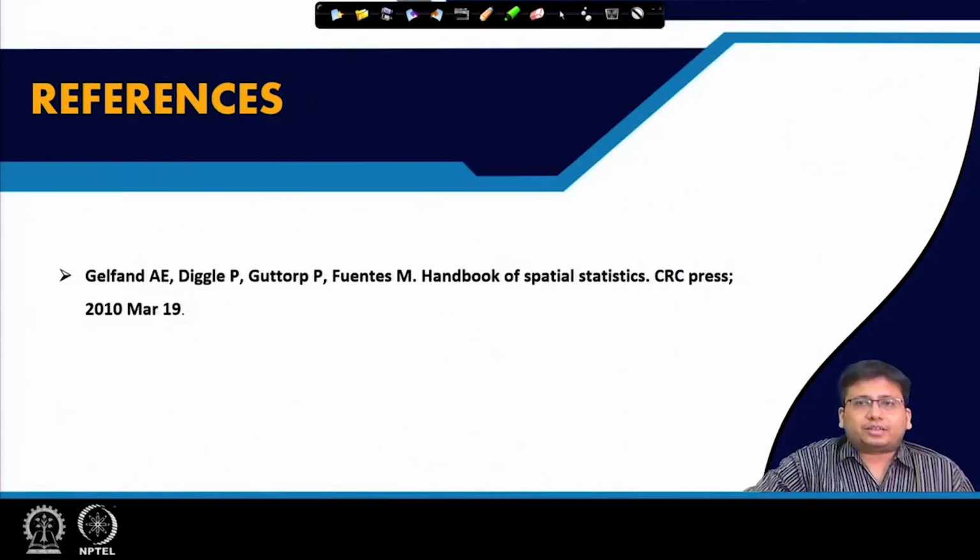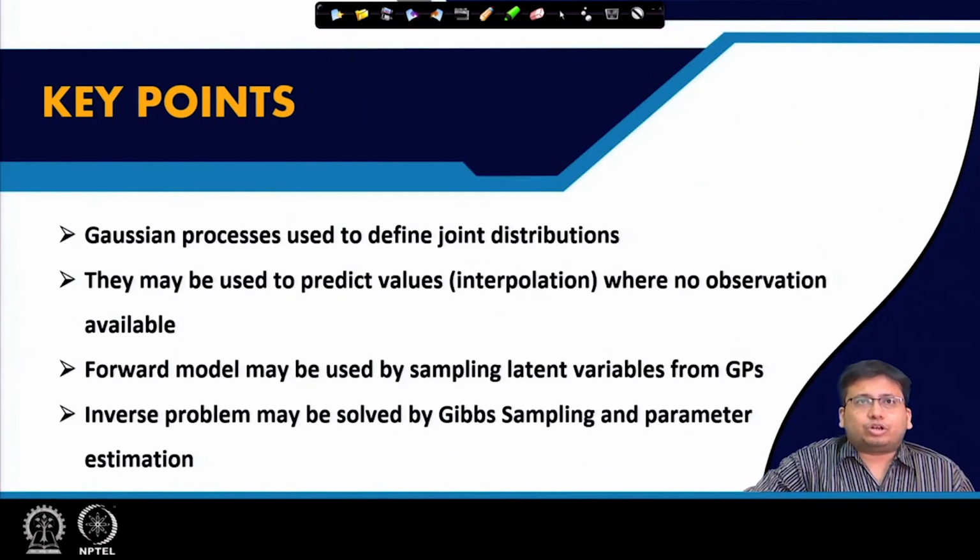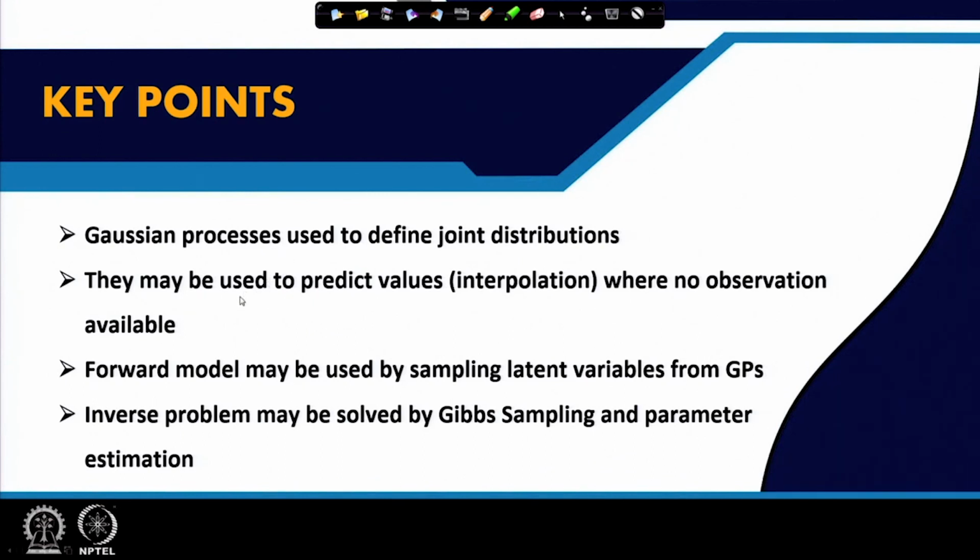Okay. So that brings us to the end of this lecture. The key points to take away are that Gaussian processes are used to define joint distributions. They may be used to predict values or do interpolation. The forward model may be used for sampling latent variables and creating new data, while the inverse problem, to estimate the model parameters and the latent variables, may be solved using Gibbs sampling and other parameter estimation techniques. So, we will continue with further details in the following lecture. So, that is it for today.